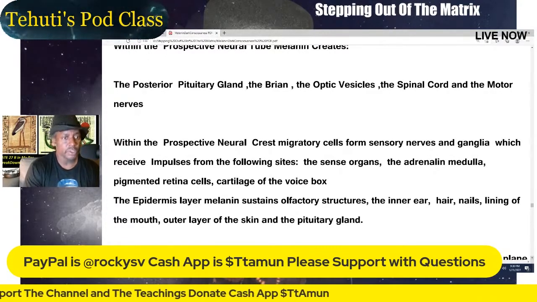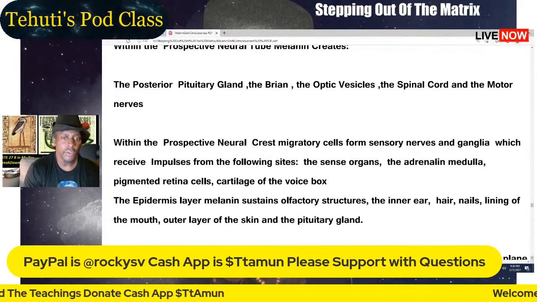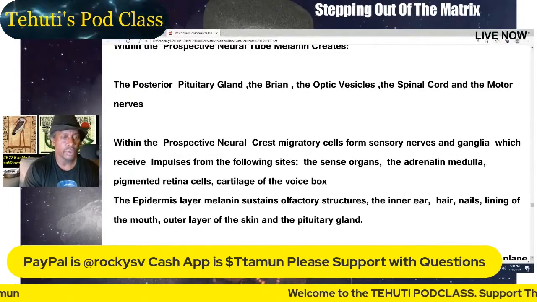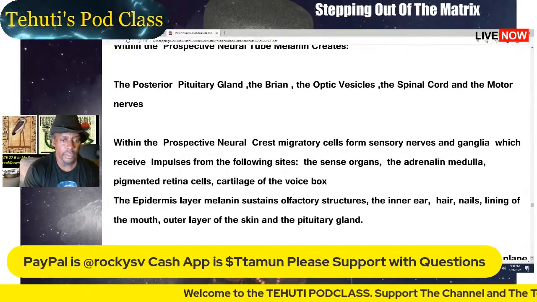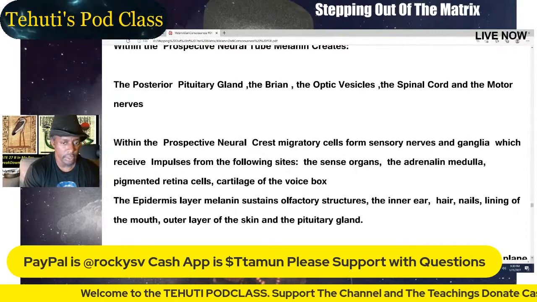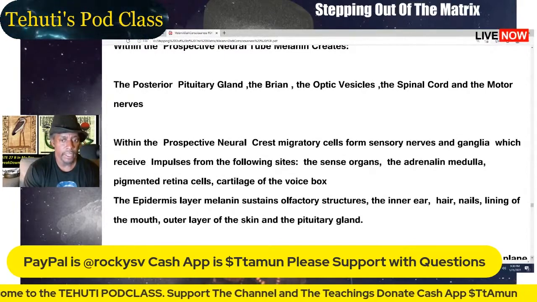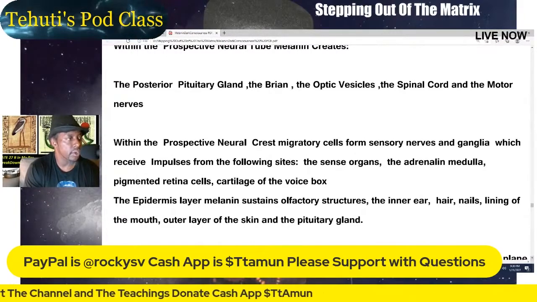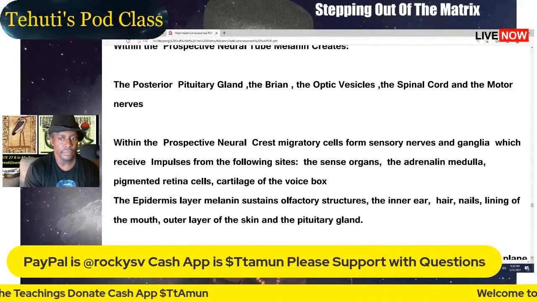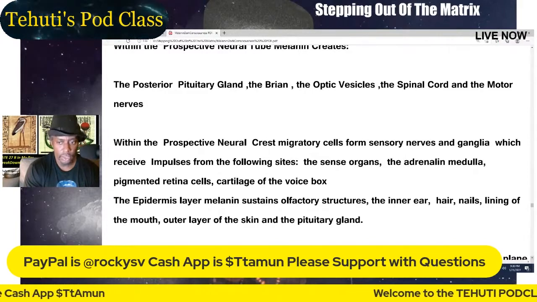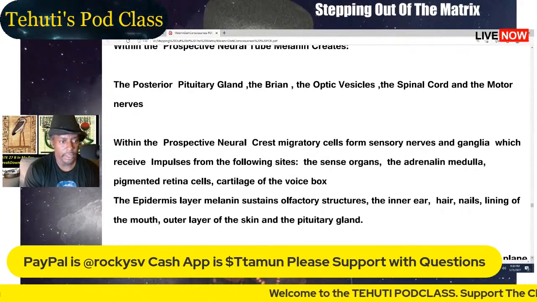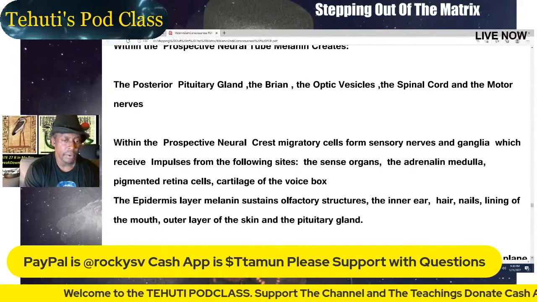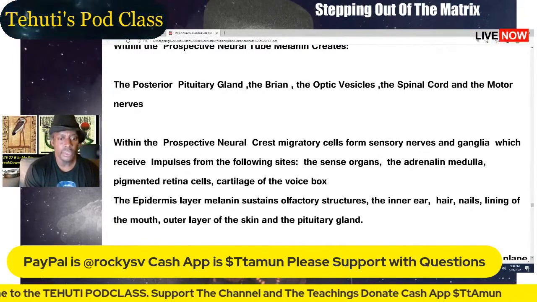Now we'll get to the epidermis layer. Melanin sustains olfactory structures, right? What's olfactory structures? In the inner ear, that's your ability to hear. Remove melanin's healing ability to create the olfactory structures, and you won't be able to hear. Add melanin properly, and now your hearing is working. Your hair, your nails, the lining of your mouth, the outer layer of your skin, and what people are calling the third eye, the pituitary gland.